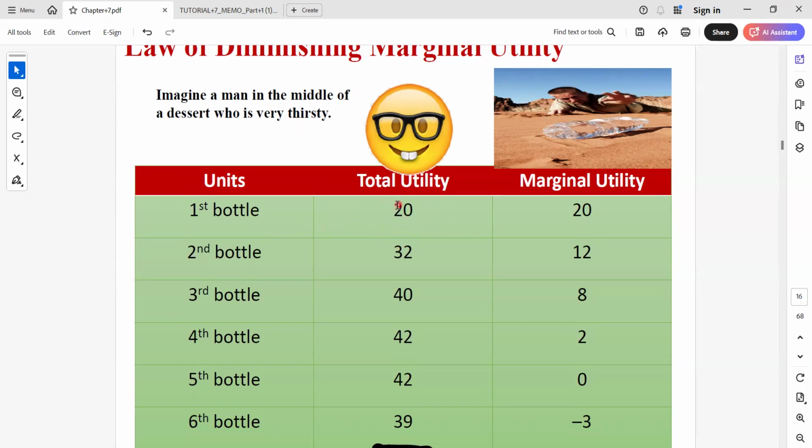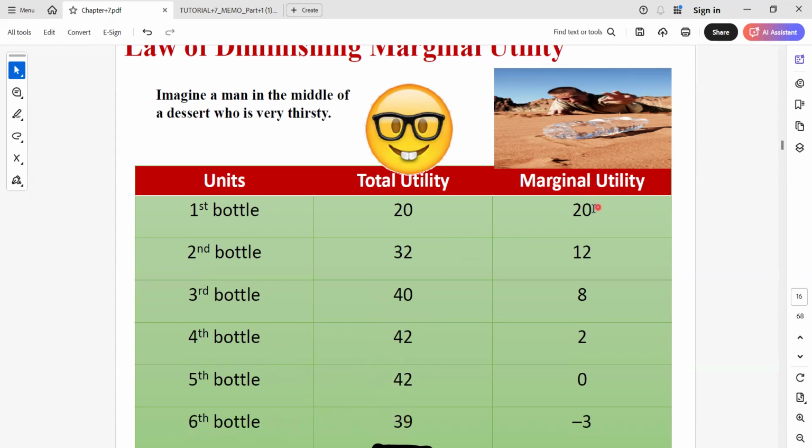The total utility is going to be 20. The second bottle, total utility is going to be 32. The third bottle, total utility is going to be 42, and so on. So you can see that his total utility is increasing until here. Here, the satisfaction that he's getting is the same from the fourth and the fifth bottle. And then he shouldn't have taken the sixth one because already you can see he is full, but he continues. He's satisfied basically, but he continued to take the sixth bottle and then the total utility now starts to decrease.